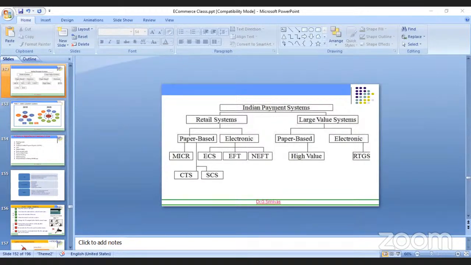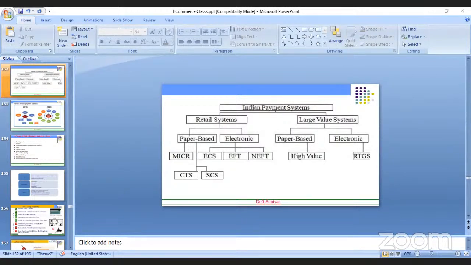So in retail payments, we have two. One is paper based, another one is electronic. Paper based is nothing but like cheque. So here we are using two technologies. One is MICR, CTS. So magnetic ink character recognition system and cheque truncation system. So these are the systems we are using under paper based.